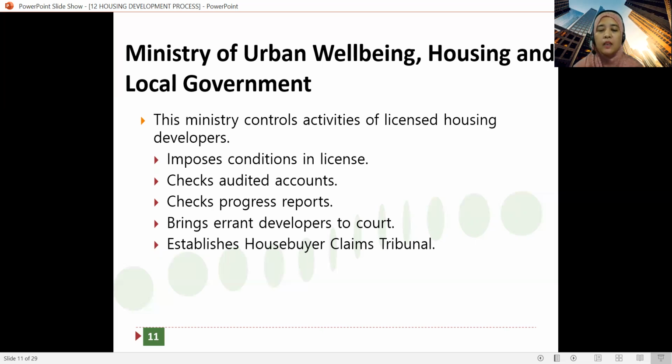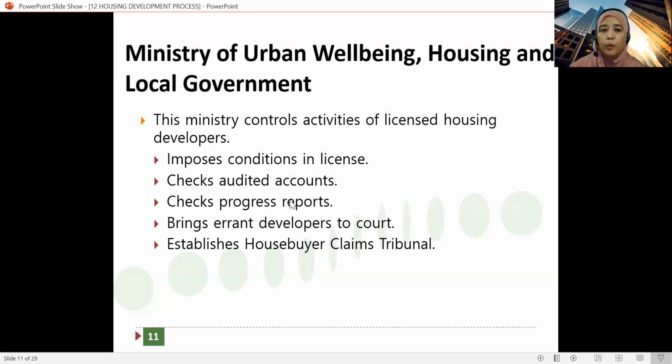The second one, they control the activities of licensed housing developers through checking audited accounts. All these things nanti we will learn in more detail next week. So first of all, impose conditions in license, checking the audited accounts, checking the progress reports. Okay. So audited accounts tu just to make sure that the monies in, monies out are being used for the correct purpose. Bukan nak beli Mercedes for the developer. Being used for the housing project itself, untuk pay the labours, for instance, untuk pay for the materials, for instance, untuk pay for any development charges, for instance, kan? Not for personal use, not being misused by the developer.